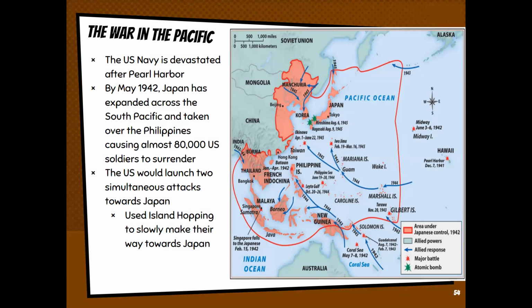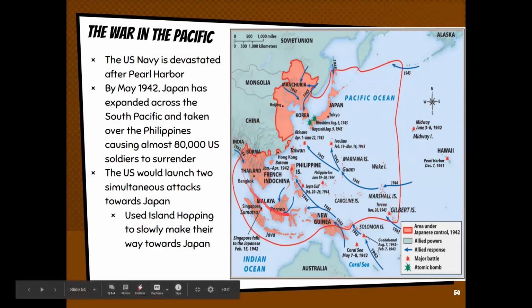In the Pacific, Japan starts this whole war for America with Pearl Harbor. By 1942, they have a huge swath of land. You can see this red shape. That's all the land they control.